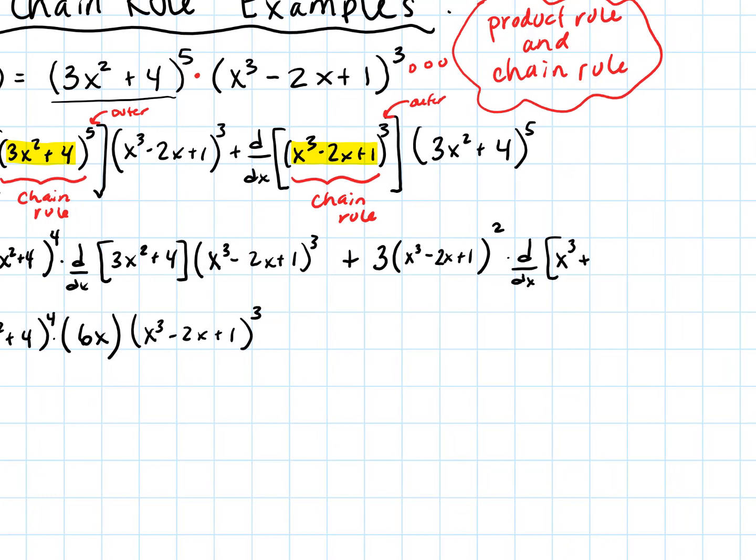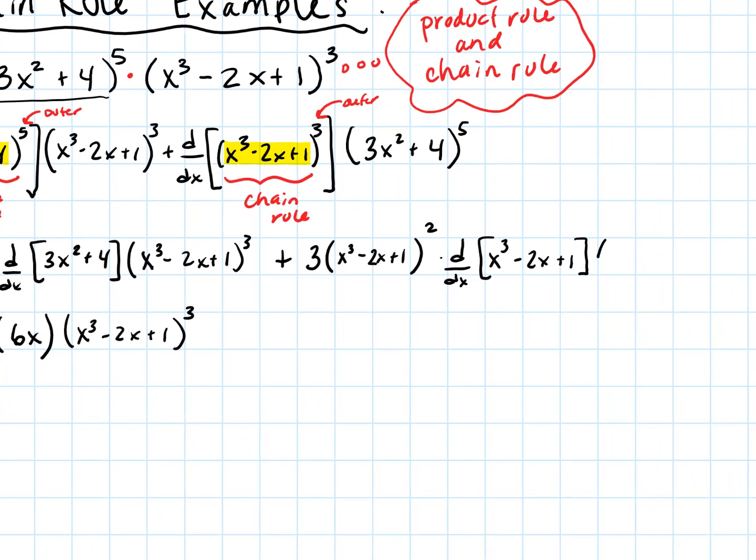x cubed minus 2x plus 1. And from the product rule, (3x squared plus 4) to the 5th.